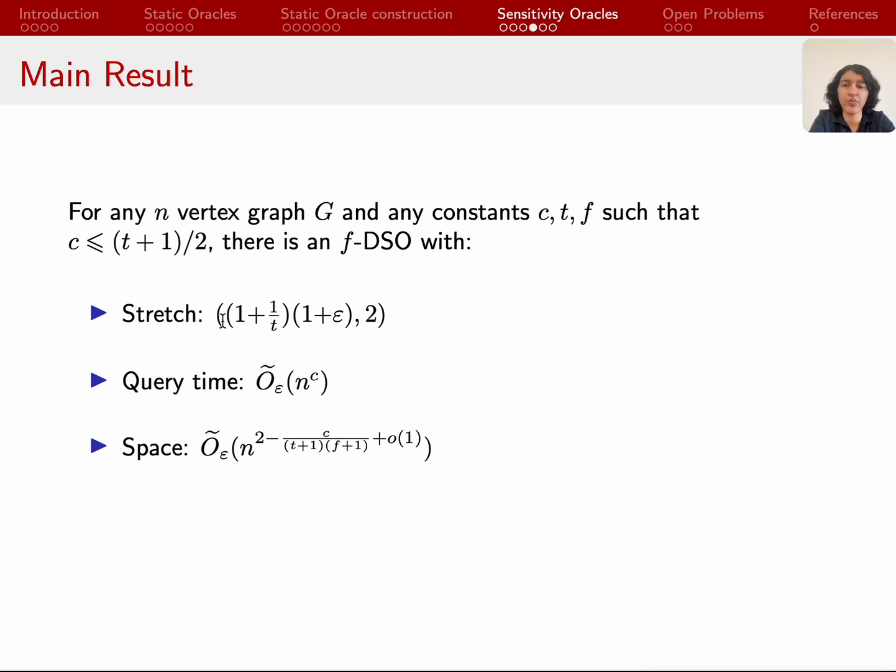So we are able to bring down the stretch arbitrarily close to 1 because we can make t large and epsilon small. Query time can also be made extremely small because you can make c small, and the space will be a function of c, t, and f, and also the epsilon that we choose.